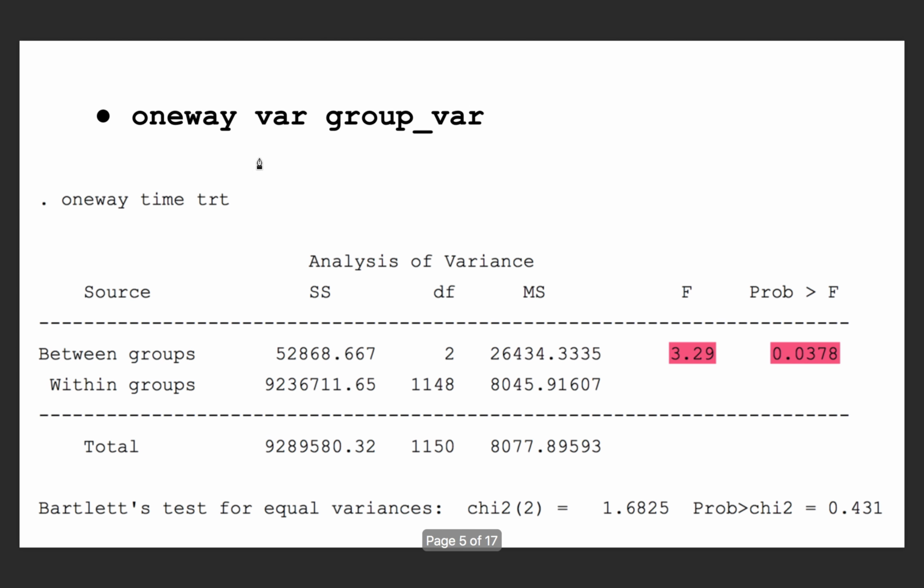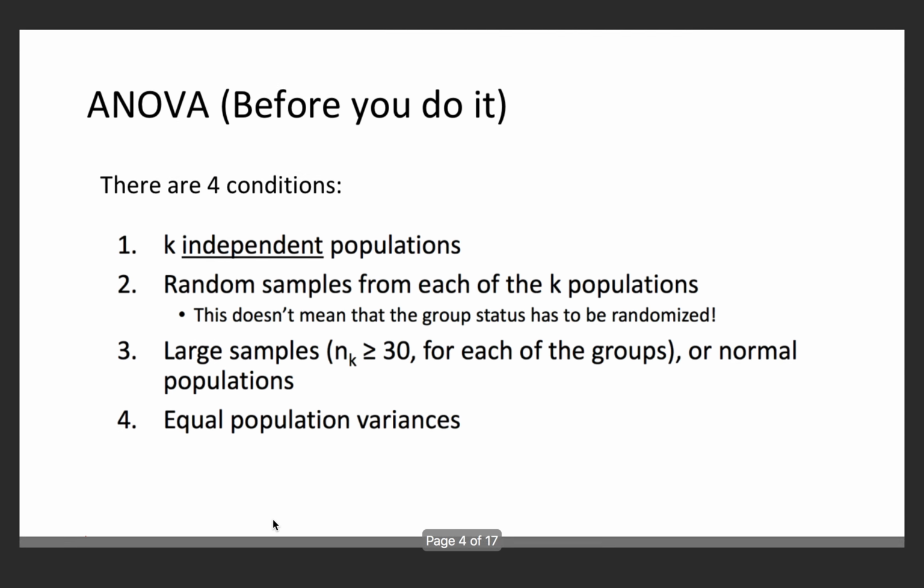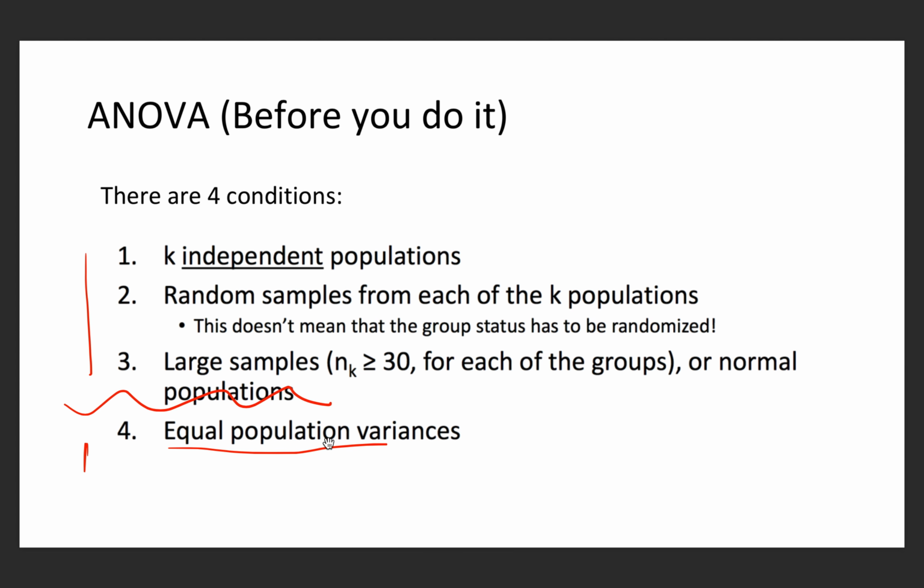Okay, so this is the test where we're doing ANOVA. This is the ANOVA output here. This is the test statistic, and this is the p-value. As we can see, when we're doing ANOVA, it automatically tests if the variances are equal. We always assume, look at this page, we always assume it's equal population variance, right?